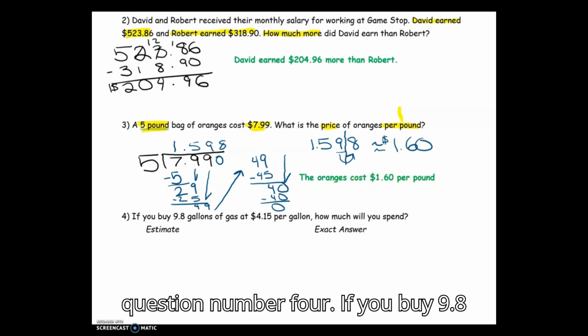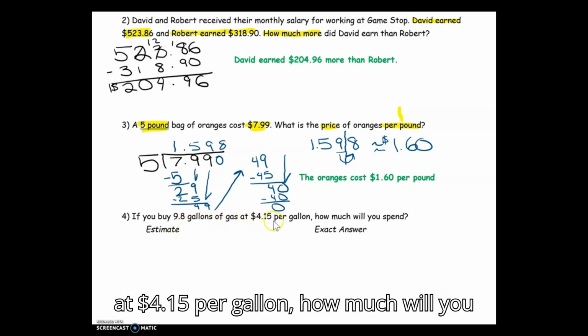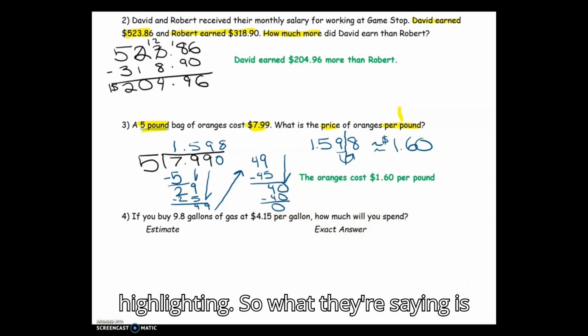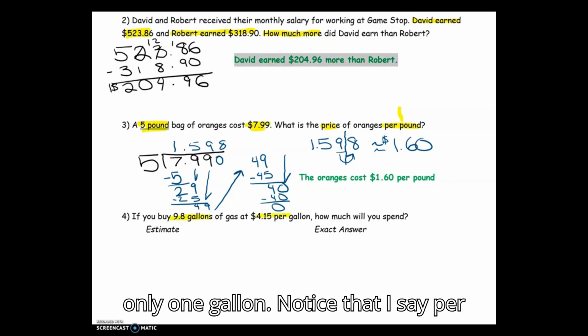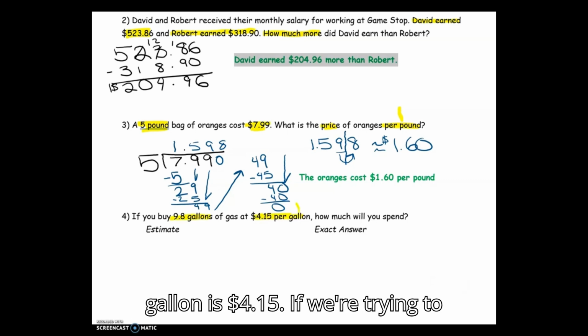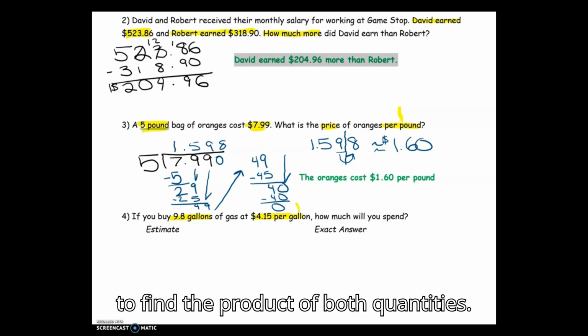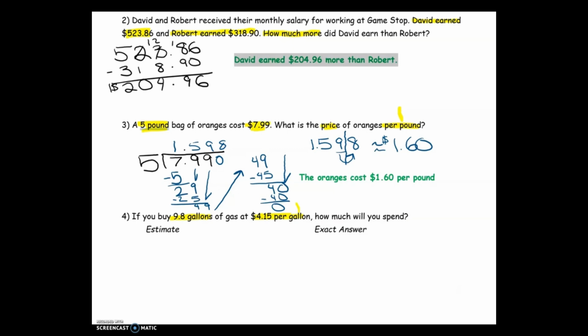Now let's move on to question number 4. If you buy 9.8 gallons of gas at $4.15 per gallon, how much will you spend? Let's go ahead and begin highlighting. What they're saying is that we want to buy 9.8 gallons, but only 1 gallon. Notice how I say per gallon, meaning per 1 gallon. 1 gallon is $4.15. If we're trying to figure out how much 9.8 is, we then need to find the product of both quantities. First, we're going to estimate with the numbers here, and then we're going to find the exact amount. So let's go ahead with our estimations.